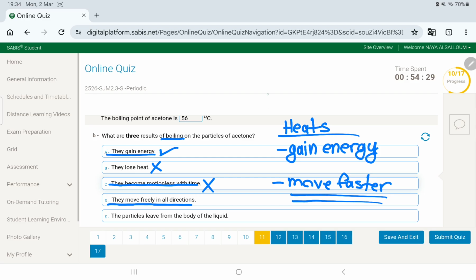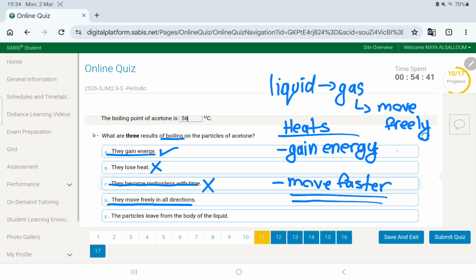Now, guys, when a liquid changes to a gas. What are properties of gases? We said the particles, they move freely in all directions. I'm just going to write move freely for now. In all directions here. So here, obviously, when they turn into gas particles, they will move freely in all directions, and they leave from the body of the liquid.